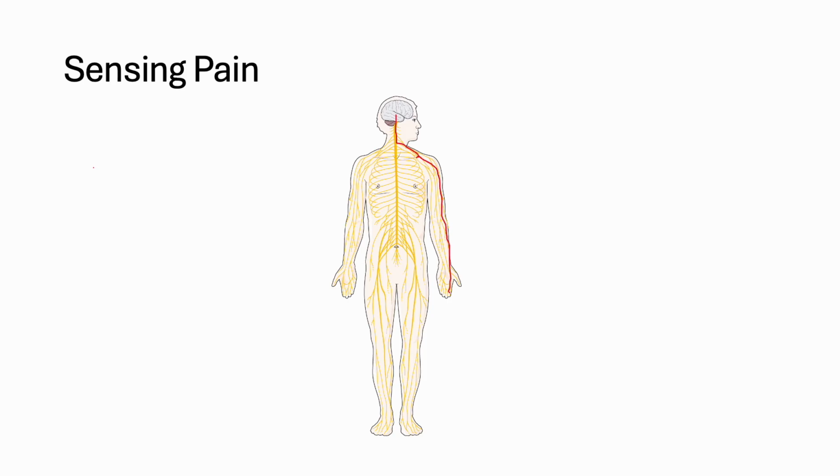When pain is sensed, for instance, in the left index finger, that pain signal will travel from the nerve ending in the finger through a designated path to the spinal cord and up to the brain.